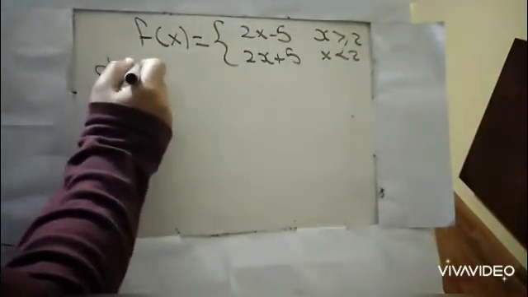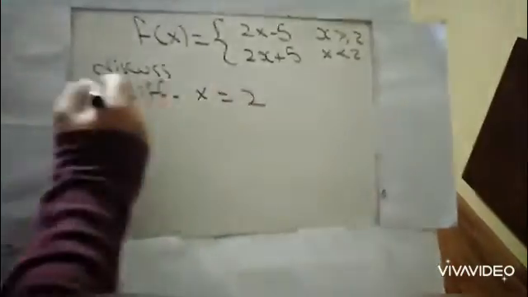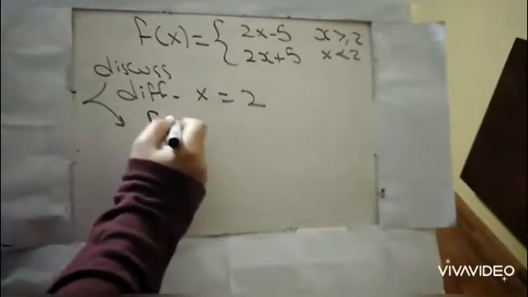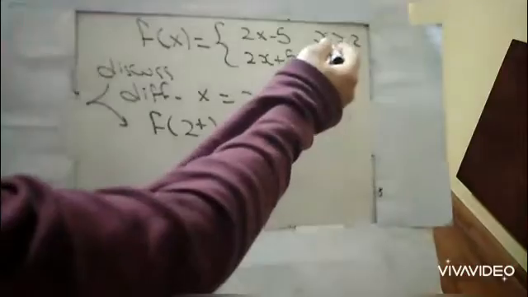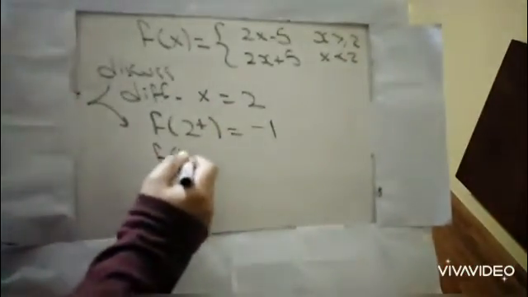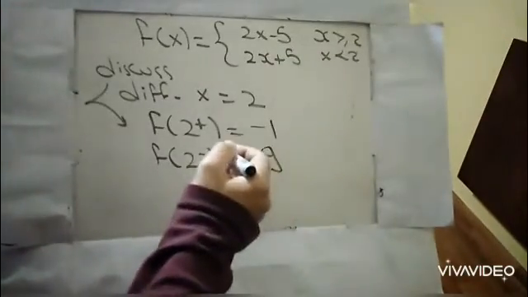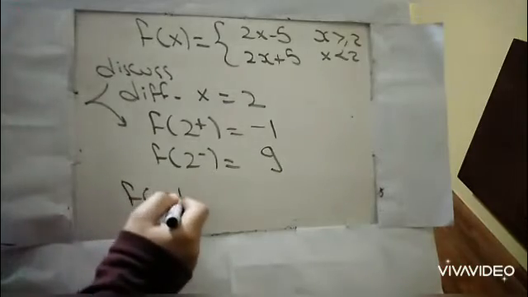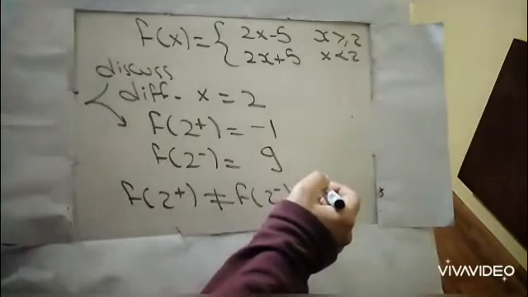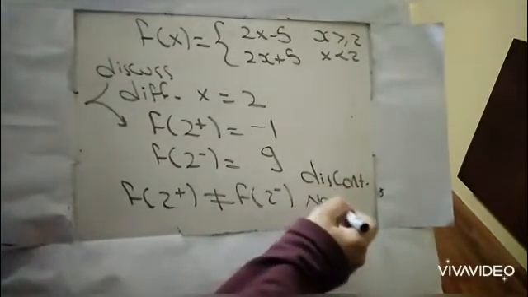Discuss differentiability at x equals 2. As we said, first we are going to discuss continuity. So f(2) positive, which is here, 2 times 2, 4, 4 minus 5, negative 1. And f(2) negative, it will be 2 times 2, 4, 4 plus 5, 9. As we see here, f(2) positive is not equal to f(2) negative. So it's not continuous. Here it's discontinuous.